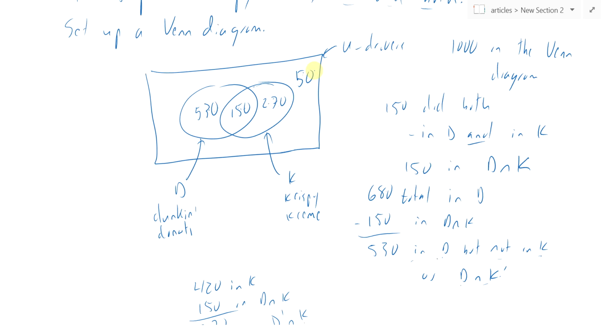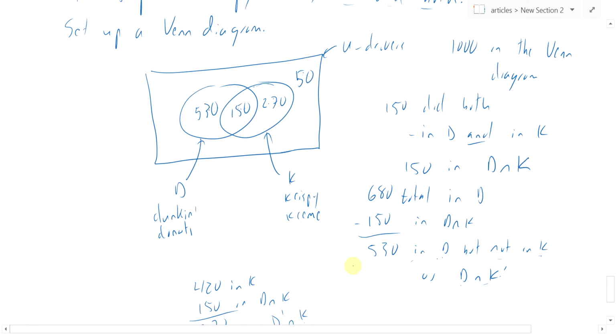So once you have this diagram, you can start answering questions, right? They have questions like, what's the set of drivers who did not stop at either Dunkin' Donuts or Krispy Kreme? That's these 50 people. What's the set of drivers who stopped at Krispy Kreme but not at Dunkin' Donuts? That's this 270. What's the set of drivers who stopped at Dunkin' but not at Krispy Kreme? That's this 570.